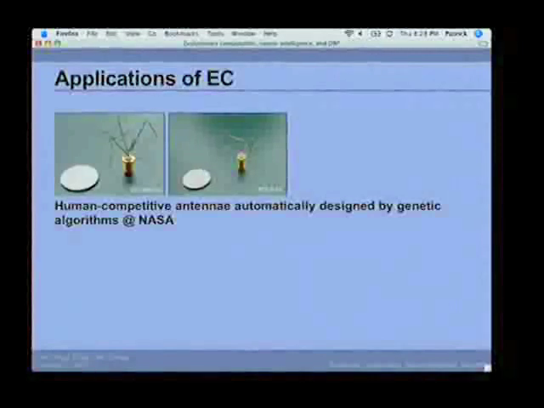And so they figured out some way of encoding an antenna design in the form of a string of digits or whatever, and then they basically just used these kind of algorithms, and this actually went into space, and it's better than anything a human can design.